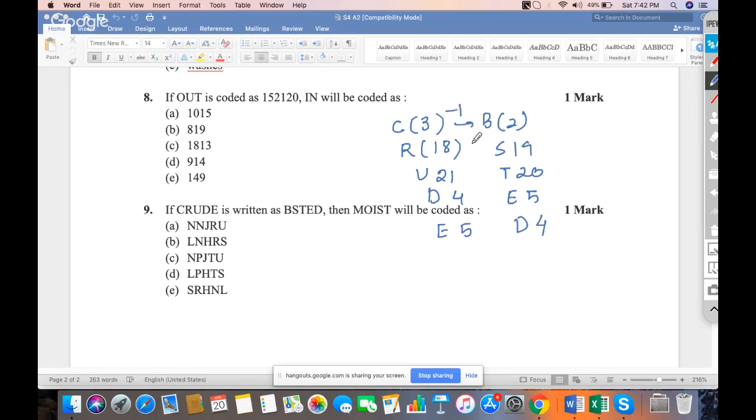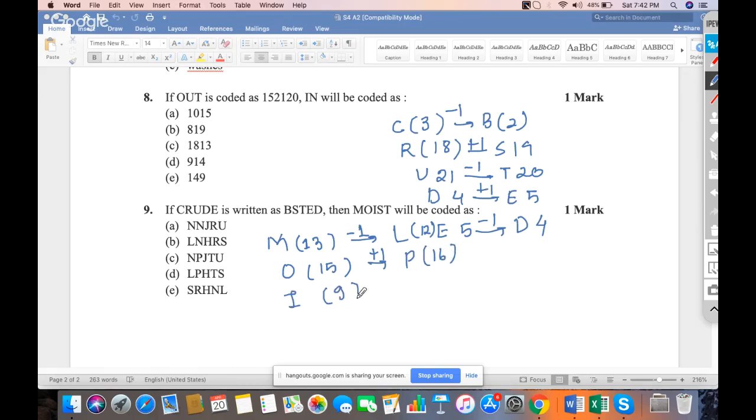So this is minus 1, plus 1, minus 1, plus 1, minus 1. So M is IJKLM. M is 13. 13 minus 1 is L, which is 12. Then O is 15. So plus 1. So this is P. I is 9 minus 1. So this is H, 8. S is 19.